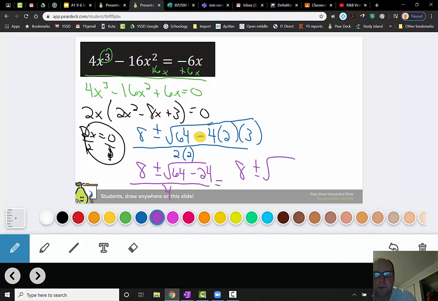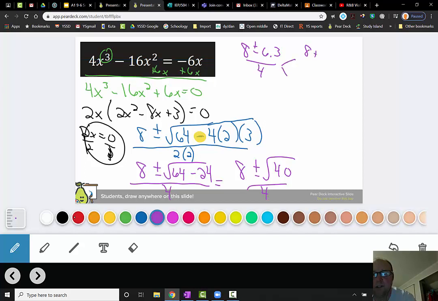We're going to simplify what's under here. We got 40 over 4. And we're just going to find out what decimal that gives us. Remember, 36 would be 6, 49 would be 7. So we're somewhere in between there. 8 plus or minus 6.3 all over 4. Let's go through 2 cases.